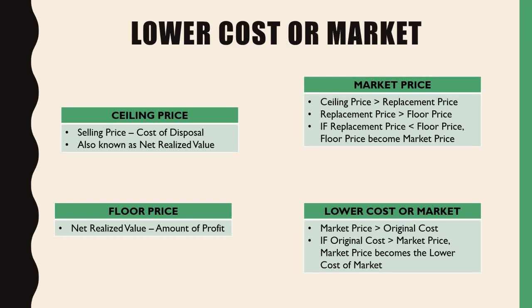We're going to take whatever is in the middle. Whatever's the highest, we don't take. Whatever's the lowest, we don't take. We take whichever out of the three numbers is in the middle, okay? And that's going to determine the market price. And then the last one is another comparison. Which one's lower? The original cost that you purchased the inventory item at or the market price, okay?